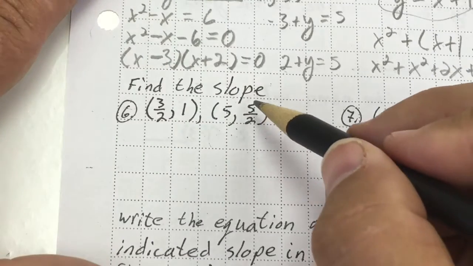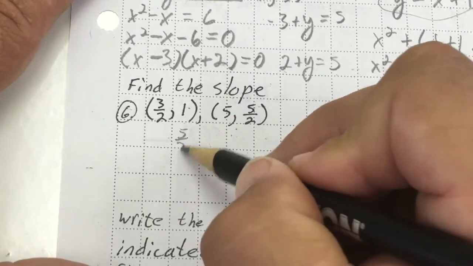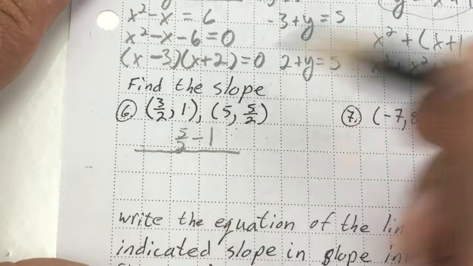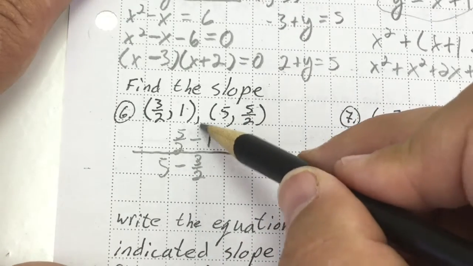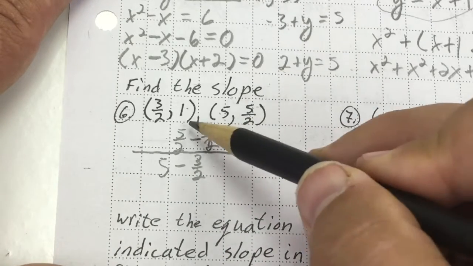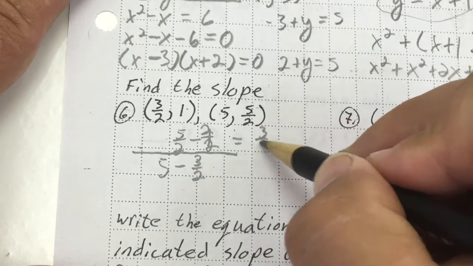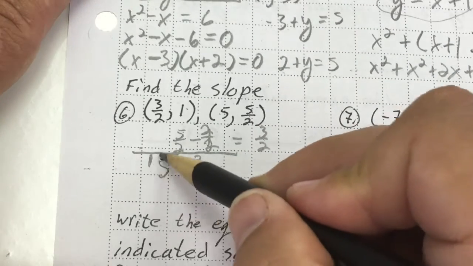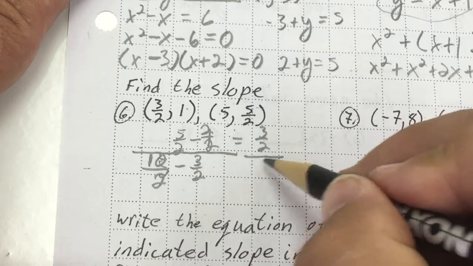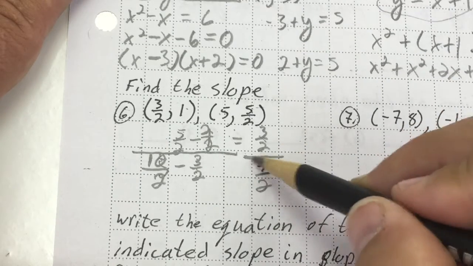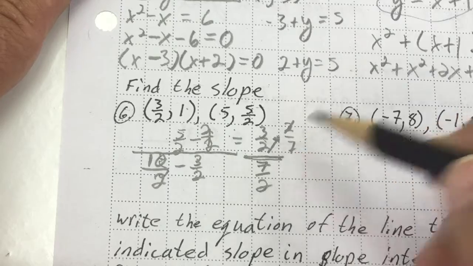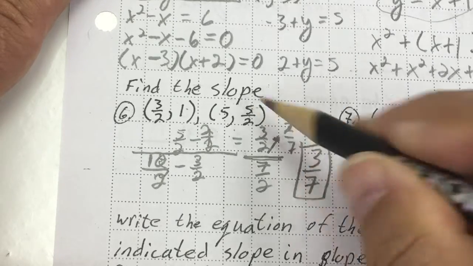Finding the slope, I'm going to do this minus 1, so 5 halves minus 1 over this minus 3 halves, 5 minus 3 halves. A little bit of arithmetic to do. I'm going to rewrite this as 2 over 2, so that's going to give me 5 halves minus 2 halves, which equals 3 halves. And then I'm going to write this as 10 over 2. 10 minus 3 is 7 over 2. When I KFC this, I'm going to keep this, flip this, and change this. That's going to be times 2 over 7, and my answer is going to be just plain 3 sevenths as the slope.